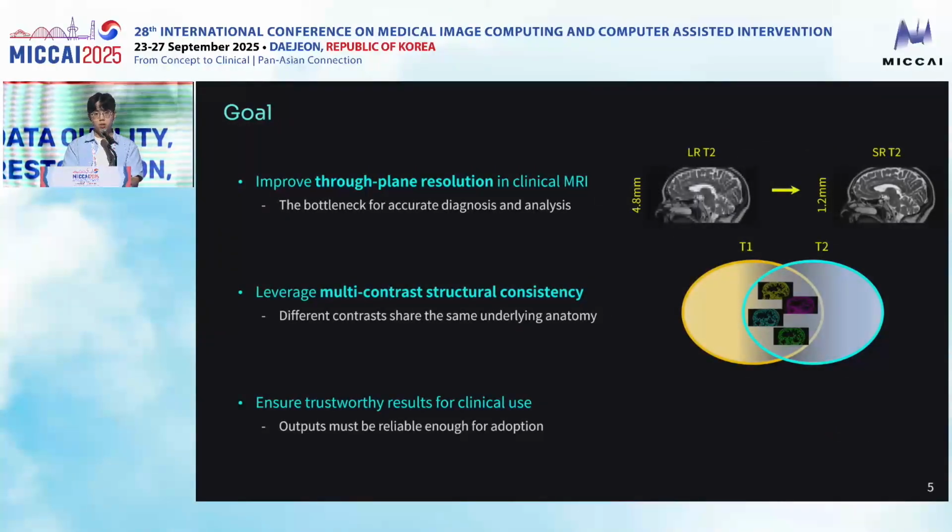So with these challenges in mind, our goal becomes clear. We want to improve through-plane resolution, which is the real bottleneck in clinical MRI. And we also aim to leverage structural consistency across multi-contrast MR scans in a meaningful way. And most importantly, we want results that are trustworthy enough for clinical use.